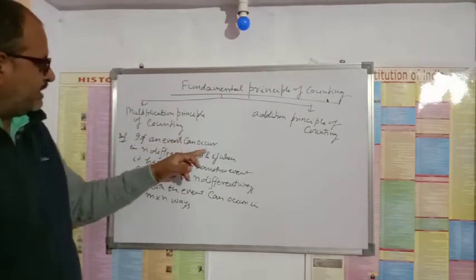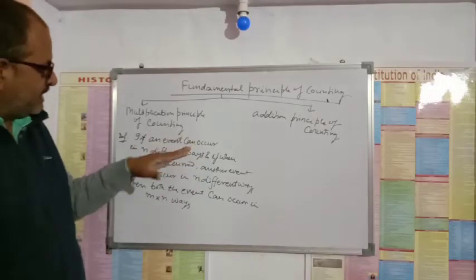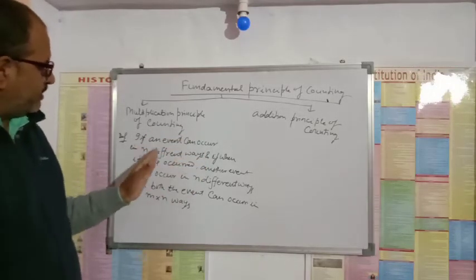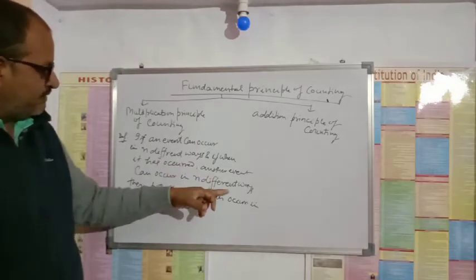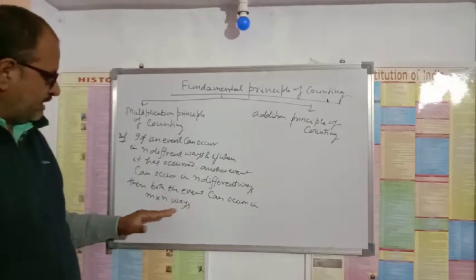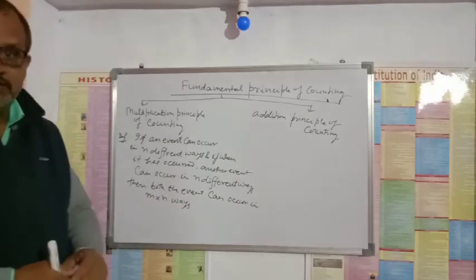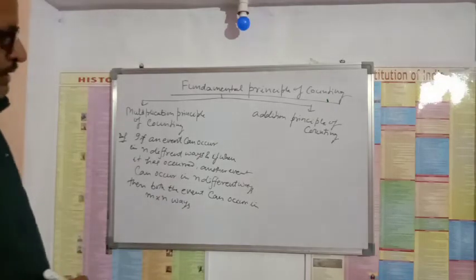If an event can occur in m different ways, and if the first event has occurred by any one of these ways, then another event can occur in n different ways, then both the events can occur in m into n ways.